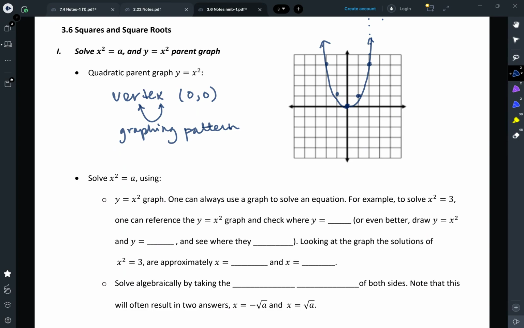One can always use a graph to solve an equation. For example, to solve x squared equals 3, what we would do is we would look at the graph y equals x squared and then check to see where y equals 3. Or even better, draw y equals x squared and y equals 3 and see where they cross. So let's go ahead and draw that in. So y equals 3 would be my horizontal line that crosses my y-axis at 3.